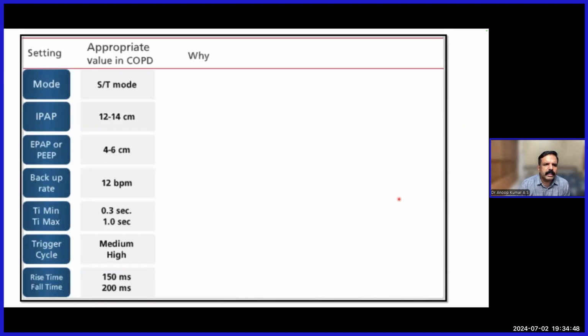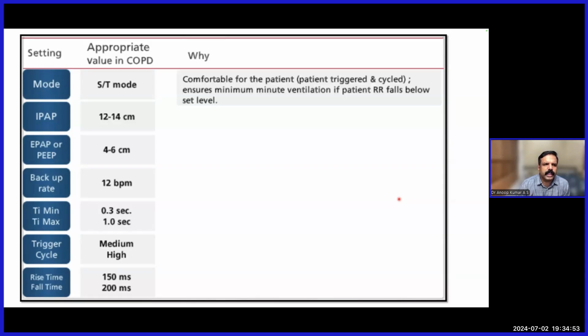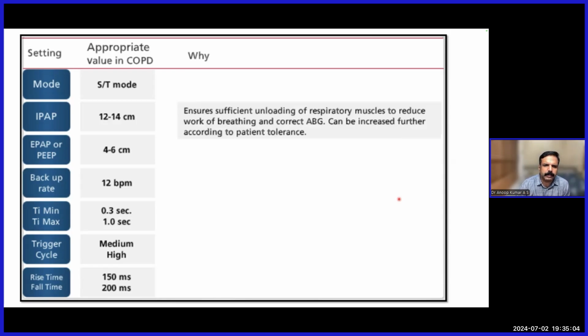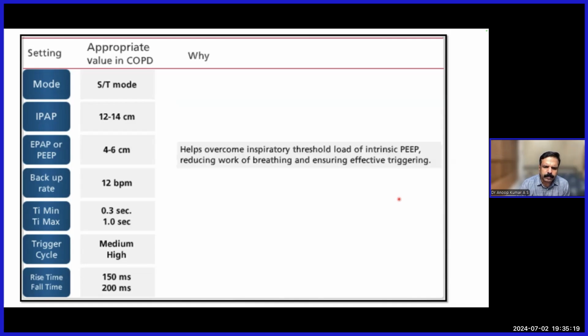So why all these things? What is the explanation? If you are using an ST mode, the patient will be comfortable, the patient will be triggering, and the patient will be cycling, but you will be able to adjust using TI minimum and maximum. The IPAP usually ensures sufficient unloading of the respiratory muscles to reduce the work of breathing and correct the ABG. The difference between EPAP and IPAP is the one which determines the pressure support.